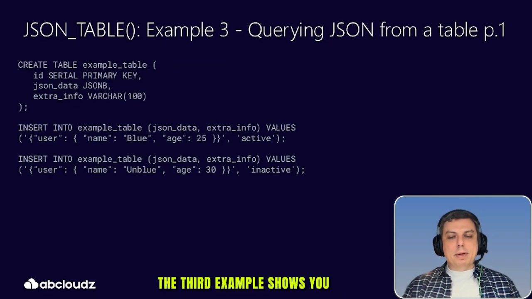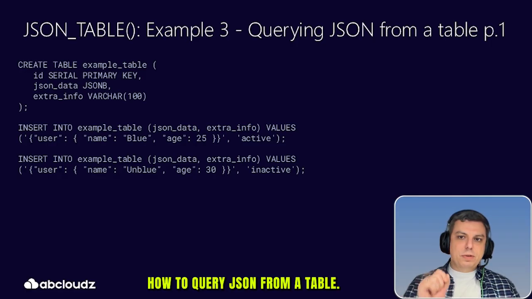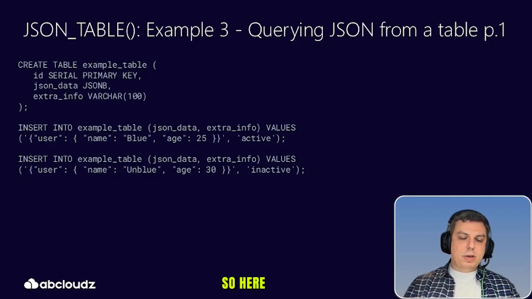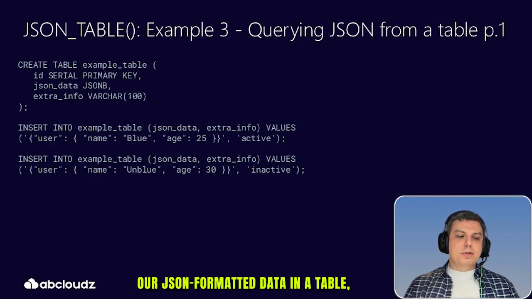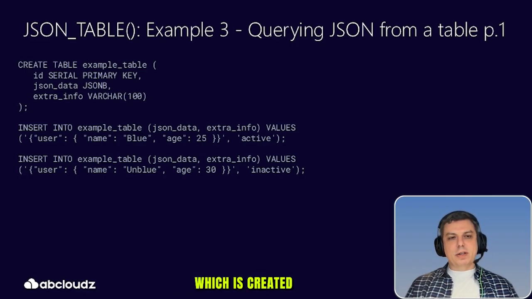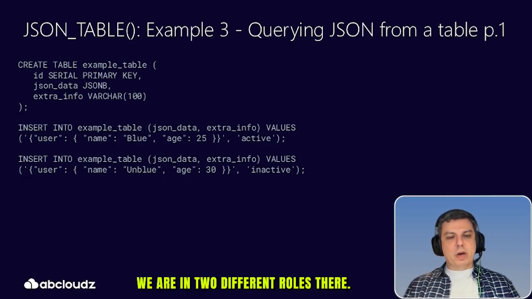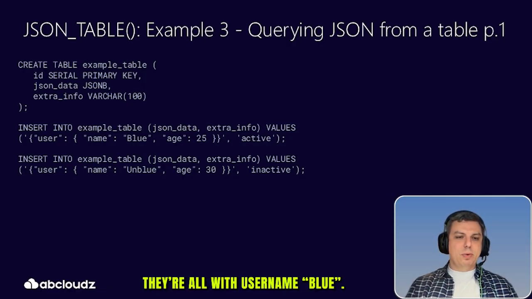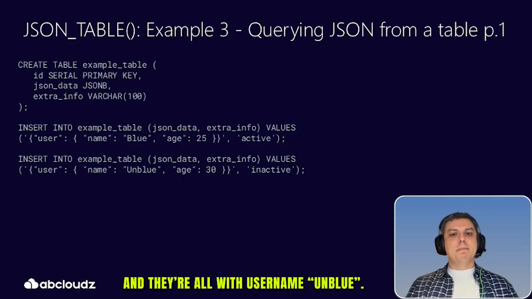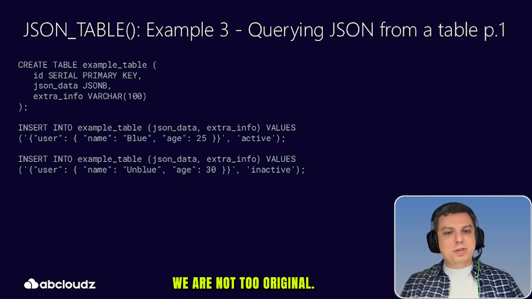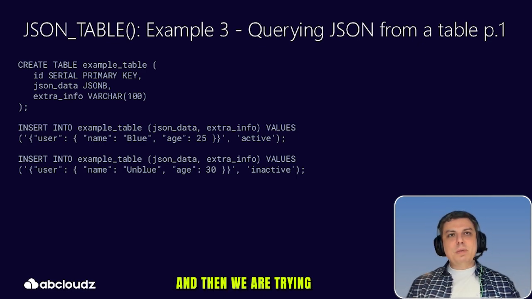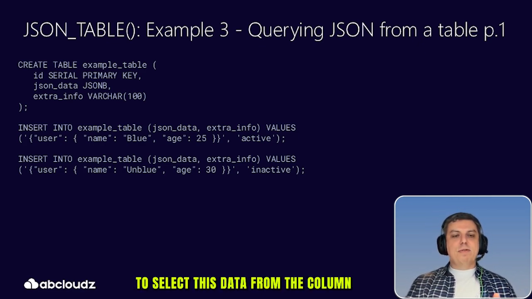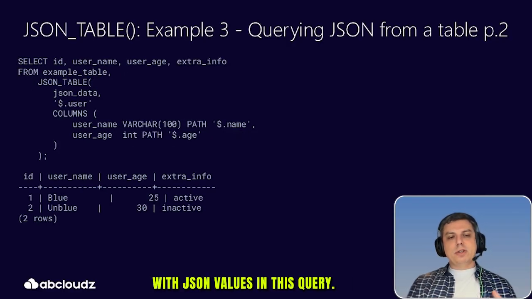The third example shows you how to query JSON from a table. So here we store our JSON formatted data in a table, which is created with the first statement. We add in two different rows there, the row with a user named blue and the row with a user named unblue. We are not too original. And then we are trying to select this data from the column with JSON values in this query.